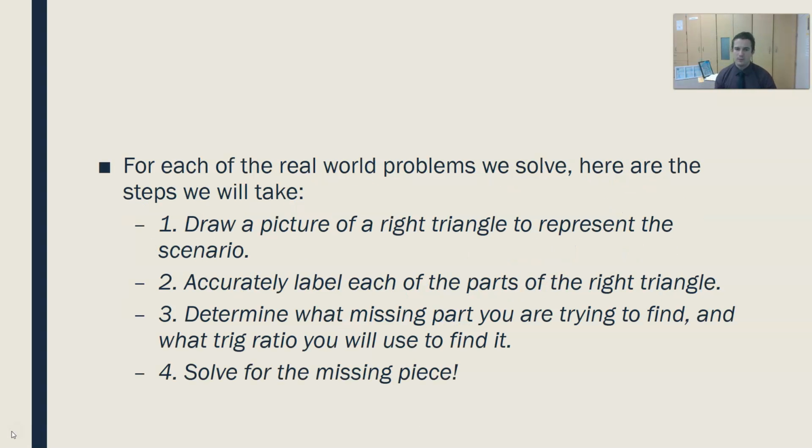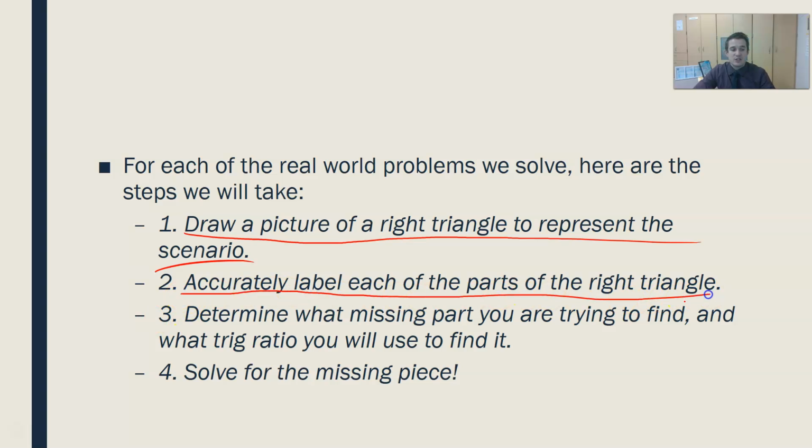So for each of these problems that we're going to solve, here are the steps we're going to take. We're going to draw a picture of a right triangle to represent the scenario. So whatever the scenario is, we're going to try to draw a right triangle that's going to model that scenario. Next, we're going to accurately label each of the parts of the right triangle. So with the information that's given to us, we're going to label the lengths and the angles and the things that we know. Then we're going to determine what missing part you're trying to find and what trig ratio you will use to find it.